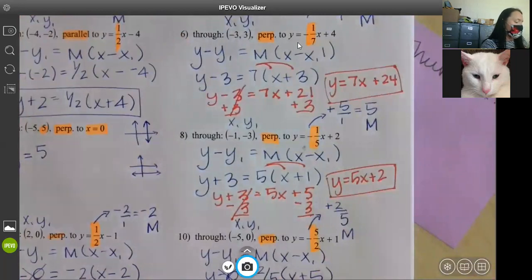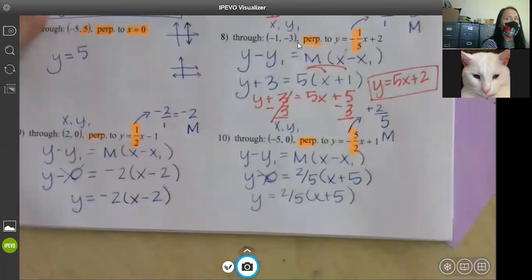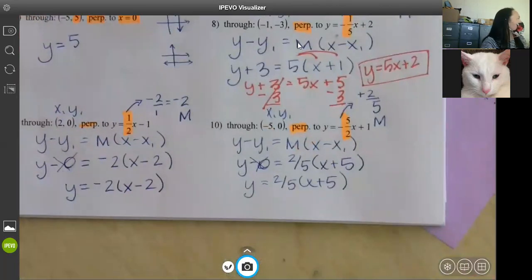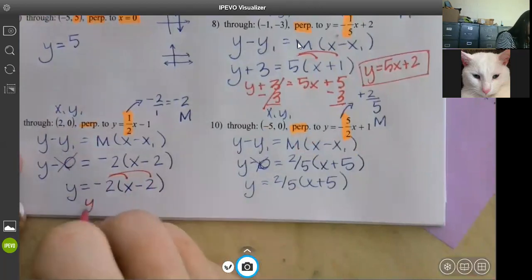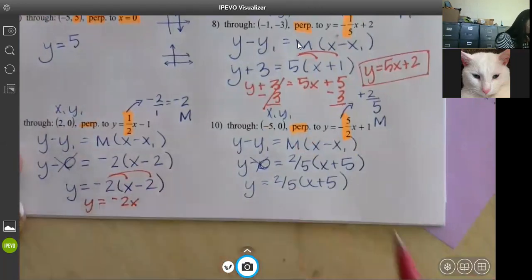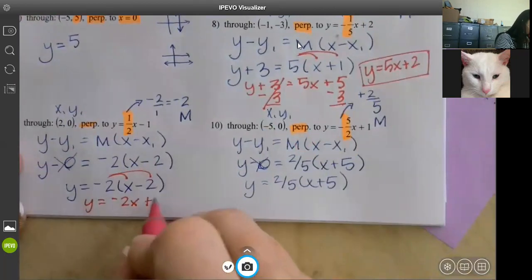All right. If you look at the last two, they're already in y equals, but they still have the distribution that you have to do. So on these, you still have to distribute. So -2 times x is -2x. Negative times a negative makes a +4.